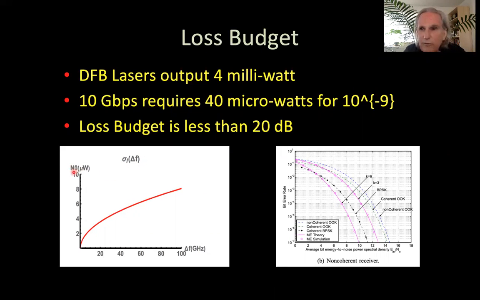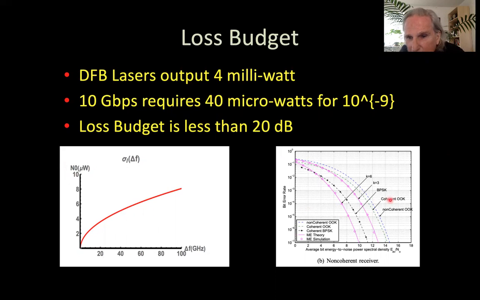This is the standard deviation of the noise in a receiver. This is the thermal noise due to the first resistor that you have to go through in the amplifier behind the detector. If we go down here to 10 gigabits per second, we've got about 3 microwatts of noise.